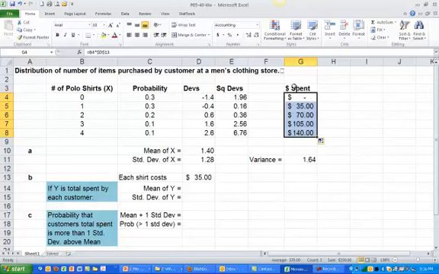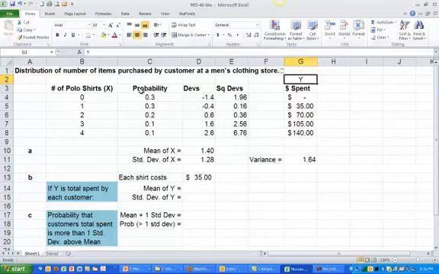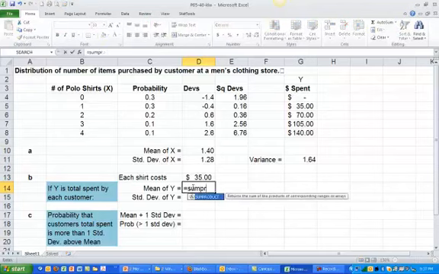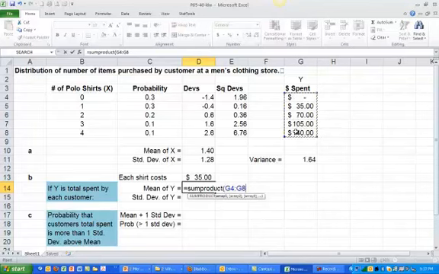So here I really have a probability distribution of the amount of money spent. This would be my variable y. Whereas, again, I have my initial variable x. And I have the amount spent and I have the probabilities. So this is a legitimate probability distribution as well. And if I wanted to find the mean of y, I could find that using, again, the sum product of my dollars spent, comma, my probabilities.